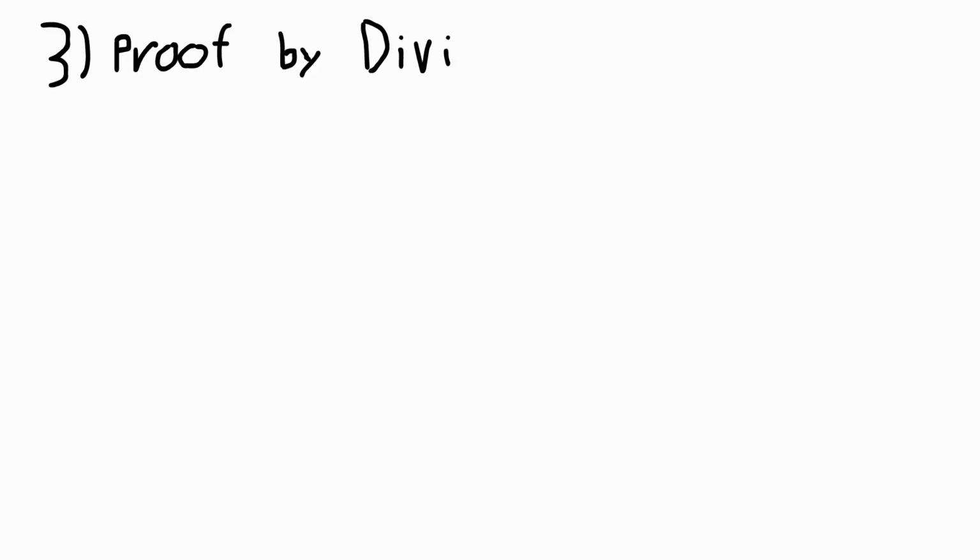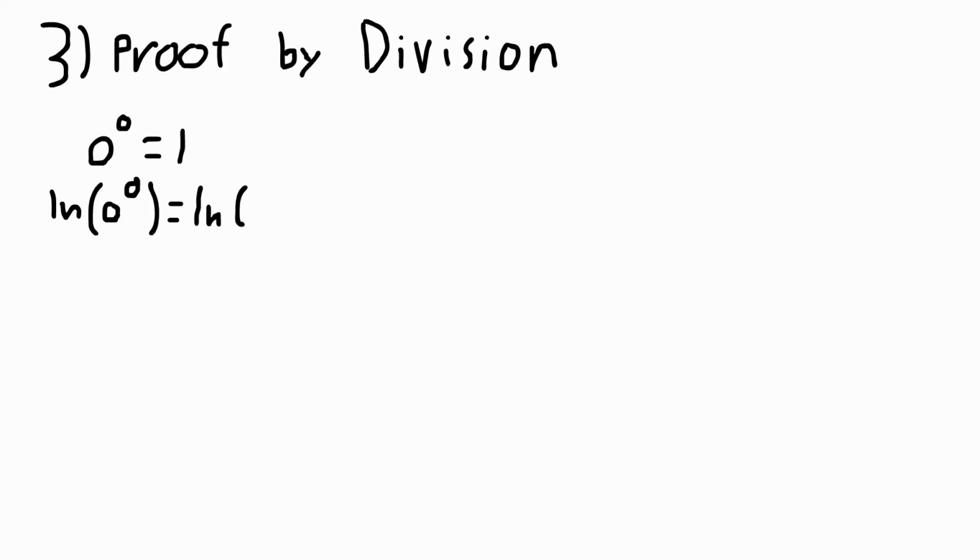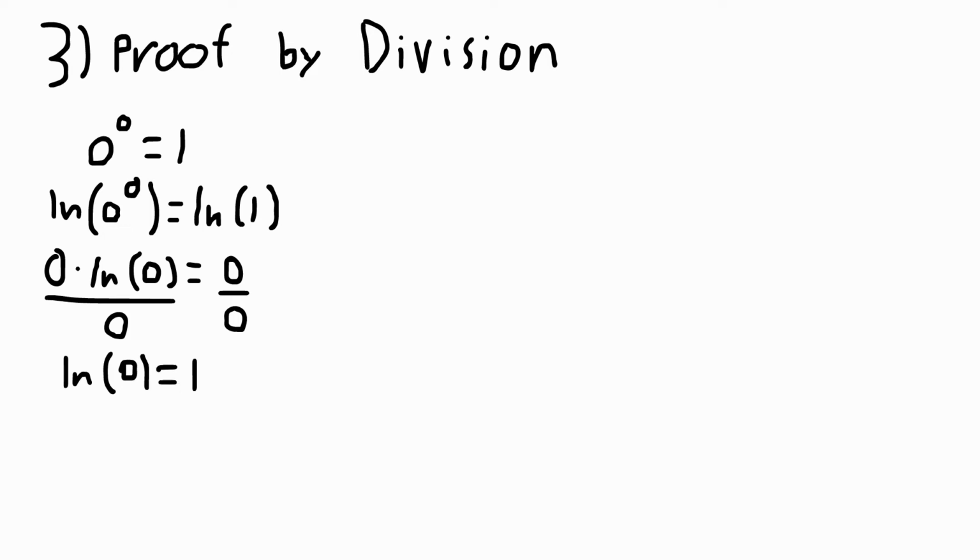Proof by division. 0 to the 0 is 1. The natural log of 0 to the 0 is the natural log of 1. 0 times the natural log of 0 is equal to 0. So if you cancel the zeros out, you get that the natural log of 0 is equal to 1, which means that 0 is equal to e. Dividing both sides by e gives you 1 equals 0.